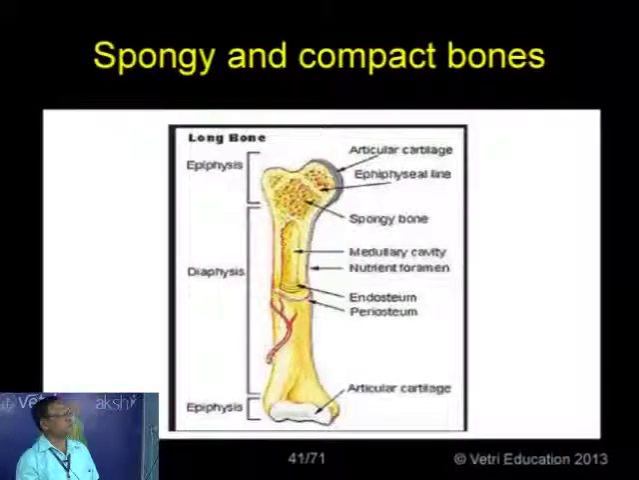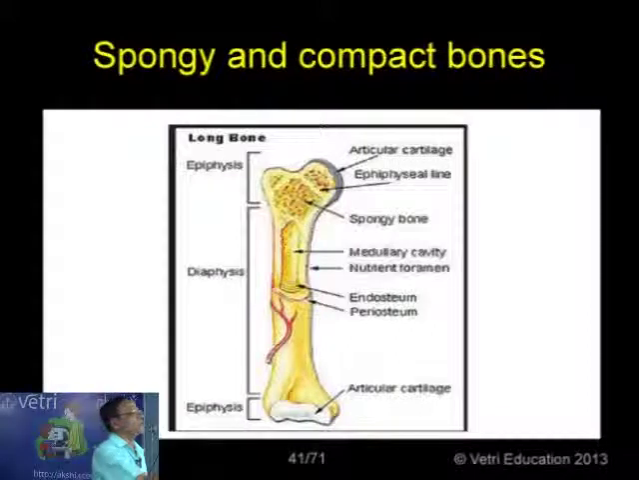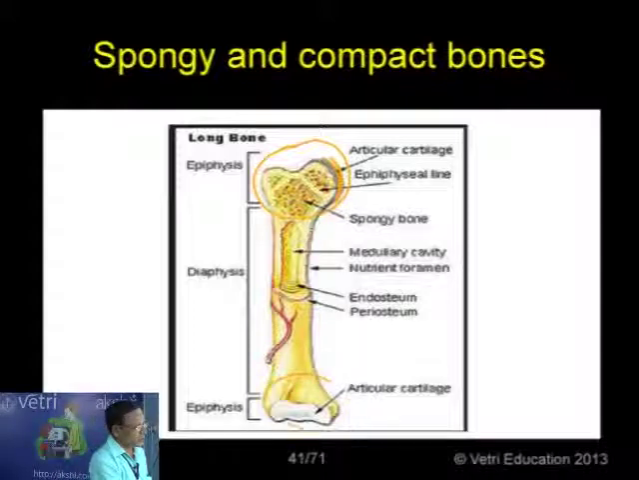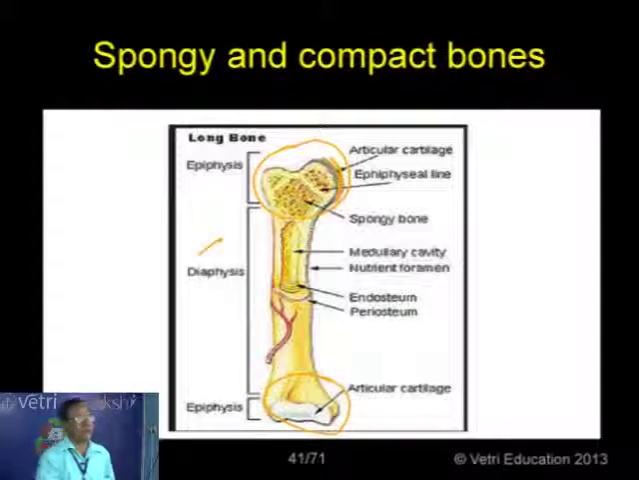Now this is the spongy and compact bone part. This is the terminal, swollen head, called the epiphysis. There you have the articular cartilage, formed of fibrous cartilage, for articulation. This is another epiphysis. In between these two, we have a shaft, and that is called the diaphysis.